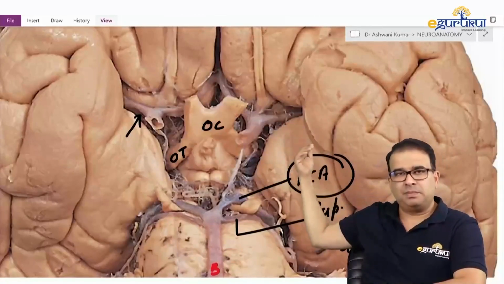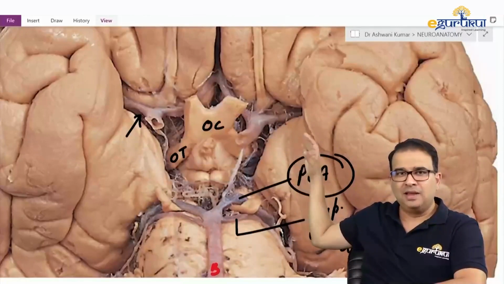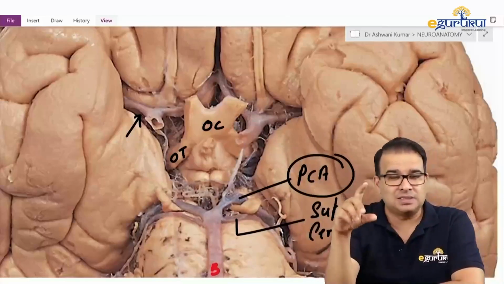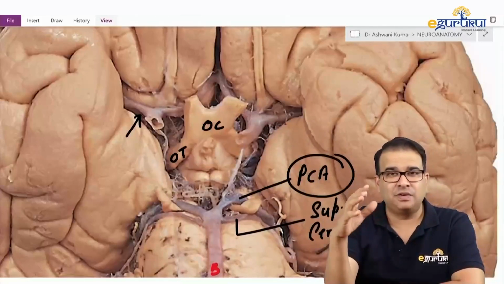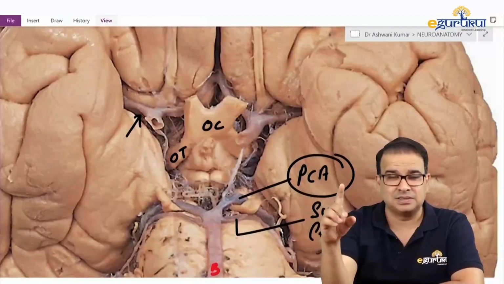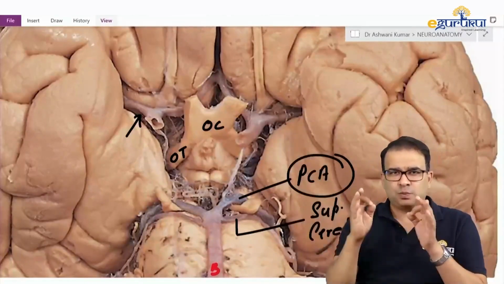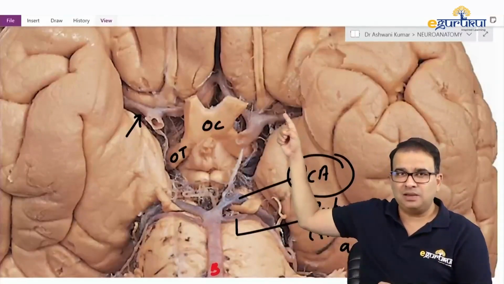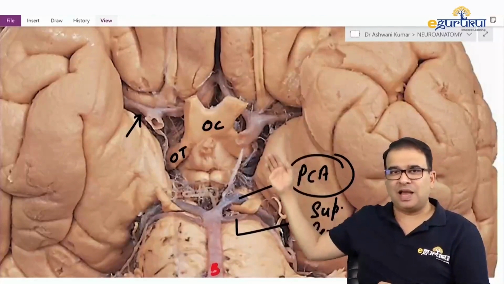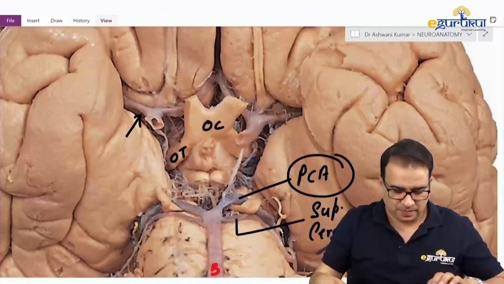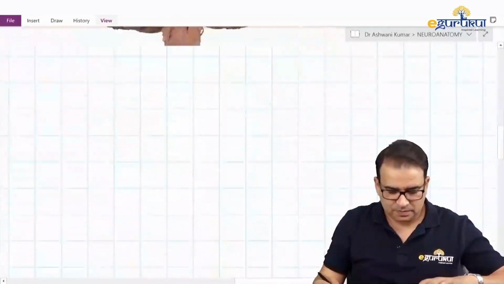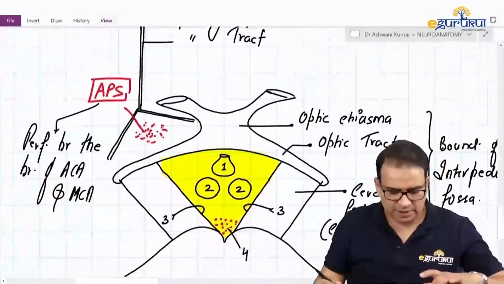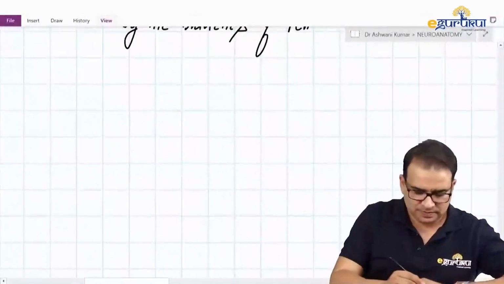And more behind that, or posterior to that, we have a part of the cerebrum called uncus. If you remember, uncus was forming the lateral relation of cavernous sinus, the same uncus. So if the question is precisely about the lateral relation, your best answer is limen insulae, and more posterior laterally we have uncus present there.